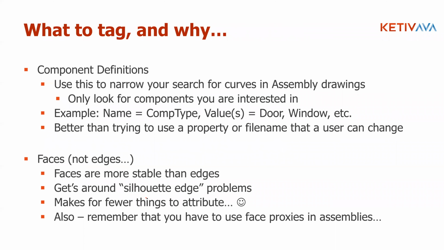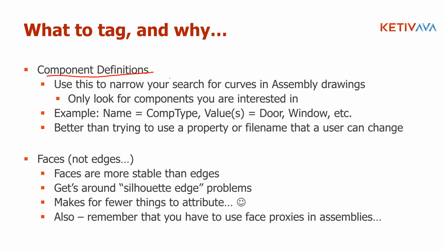Now, what should you tag and why? Or what should you attribute and why is probably a better way of saying it. So for most of the dimensioning that we do, most of the dimension automation we do, we're looking at two different levels of where we typically put attributes. The first is at a component definition. The component definition is what's in a part file or an assembly file that basically holds the recipe for creating the part or creating the assembly.